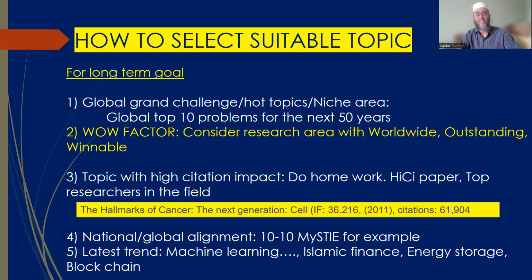So this is actually the purpose, and this should be our main and long-term goal. That's why I provided here the ways to select research topics for long-term goals. So number one, always look for global grand challenges. Again, you can search. There are also conferences on global grand challenges, hot topics, niche areas. I'll show you some of the approaches, how to find global grand challenge areas, hot topics, niche areas, local needs. I'll show you some examples.